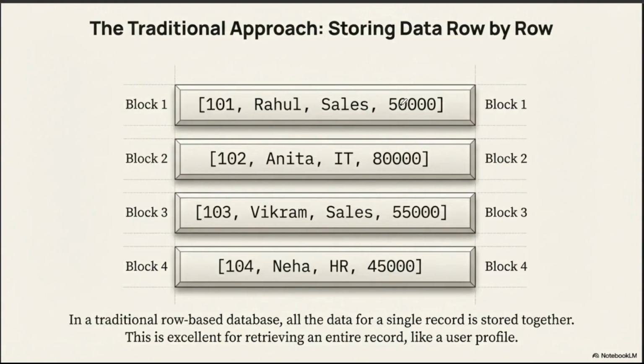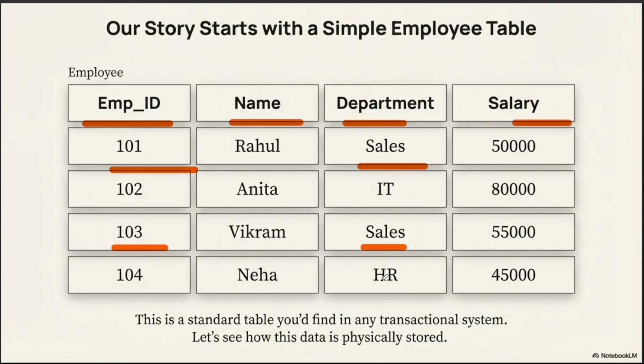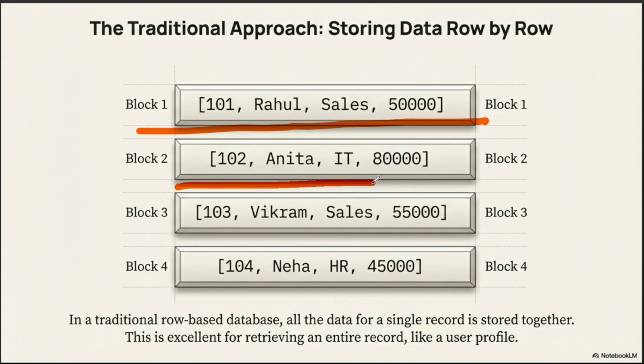Moving forward, a traditional approach for storage would be to store the data for every employee, or every row, together. So all the data for Rahul is stored together. This is a row, so every row is stored together. Similarly, all data for Anita, Vikram, and Neha, her employee ID, name, department, and salary, is stored together. So in traditional row-based databases, all data for a single record is stored together. This is excellent for retrieving an entire record like a user profile. Like if you want to know the data for only Anita, it will be very fast because you are storing the data for Anita together.